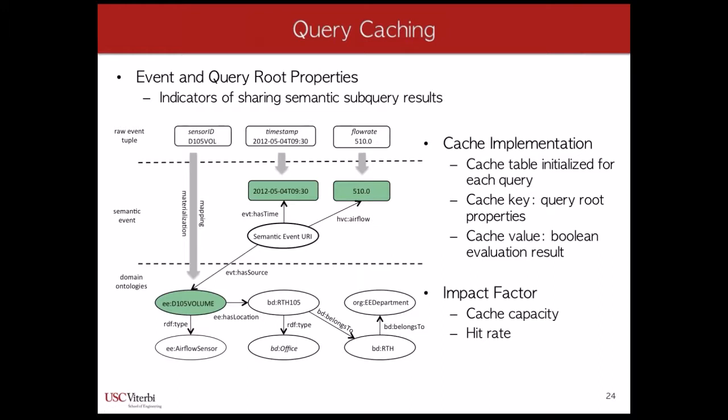For the same sensor, right? They must share the same query results. If the queries are trying to evaluate where this event comes from, whether it's from the office or the department, we don't need to evaluate the events. This kind of semantic query pass every time for the event from the same sensors.